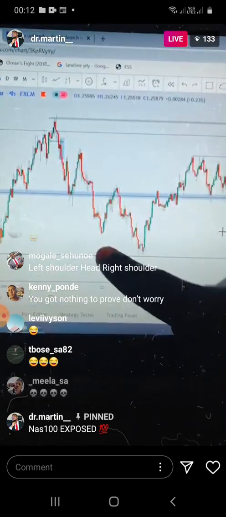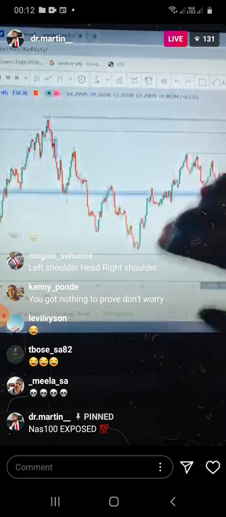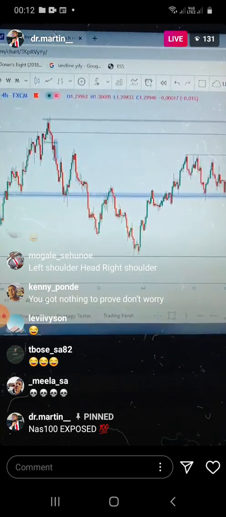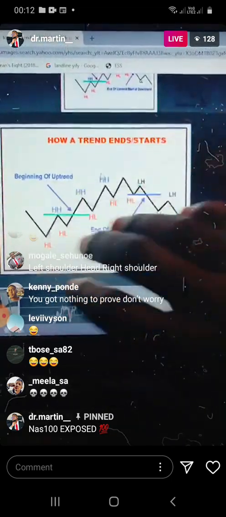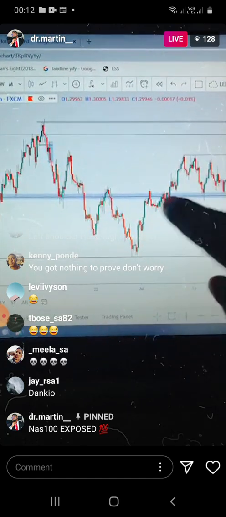High, low, high, low, high, low, high, low. So now the market is changing its structure. If you look at this, you've got the same thing, but now inverted. You see? So it's inverted.